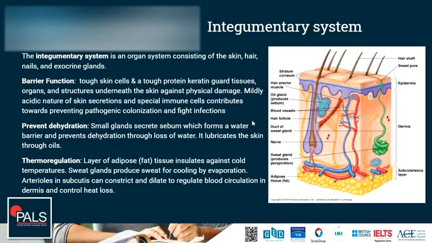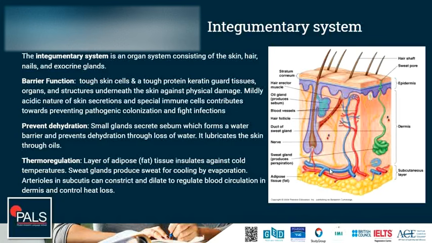Another important function of the skin is the thermoregulation, not only the skin but working together with the circulatory system. We have a layer of adipose, of fat tissue, that insulates against cold temperatures, and sweat glands that produce sweat for cooling by evaporation if our body gets too hot. Additionally, arterioles in the subcutis, the subcutaneous layer, which we can see down here, the larger blood vessels. These arterioles can constrict and dilate, and that regulates the amount of blood flow in the skin's surface.